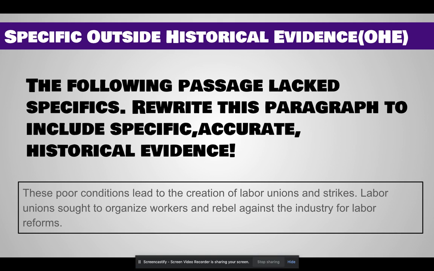All right, so the following passage actually lacks specifics. You don't have to rewrite this, but it says the poor conditions led to the creation of labor unions. Labor unions sought to organize workers and rebel against the industry for labor reforms. Like, what kind of conditions? What labor unions? What strikes? What workers? How did they rebel? If I'm asking any of those questions, then there's not enough detail. Your readers should not be asking questions.